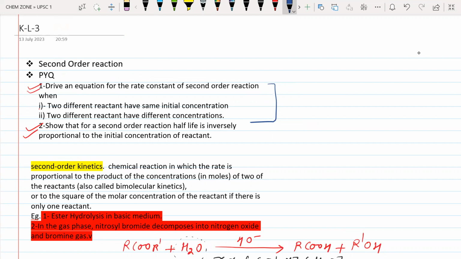See, in this question he is asking for the rate constant of a second order reaction if both the reactants have the same initial concentration or if both the reactants have different concentrations. One more type of question which can be asked: show that the second order reaction half-life is inversely proportional to the initial concentration of reactant. That is, for second order reaction, T half is inversely proportional to 1 upon A naught.